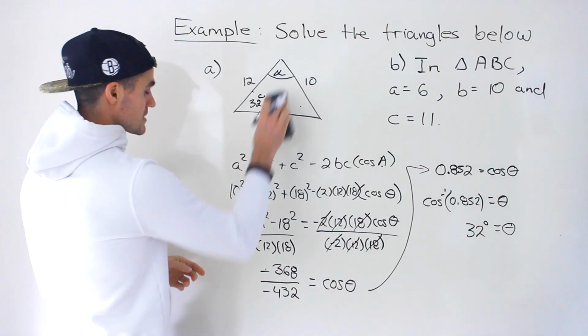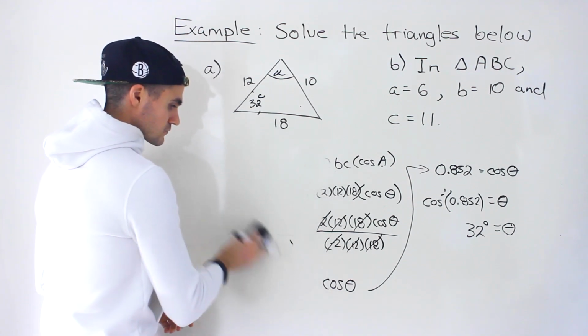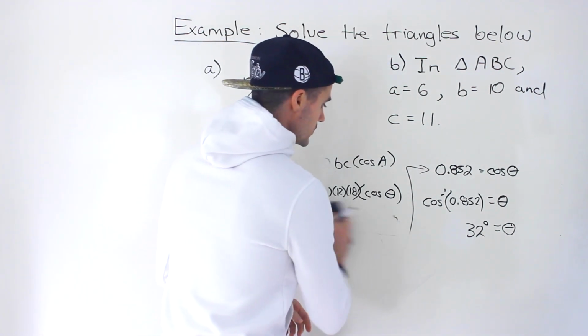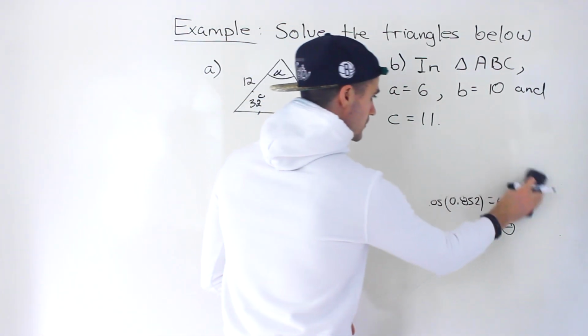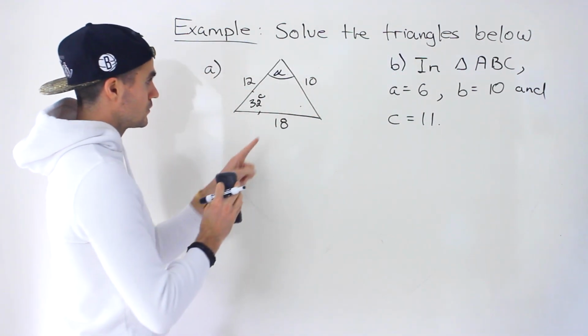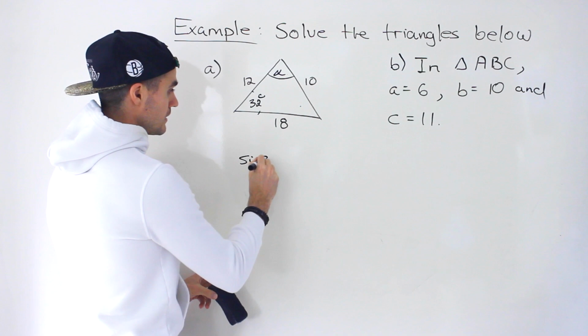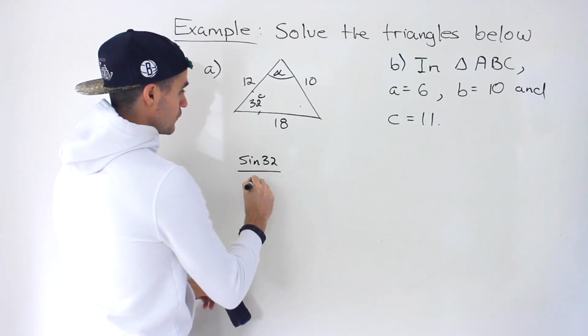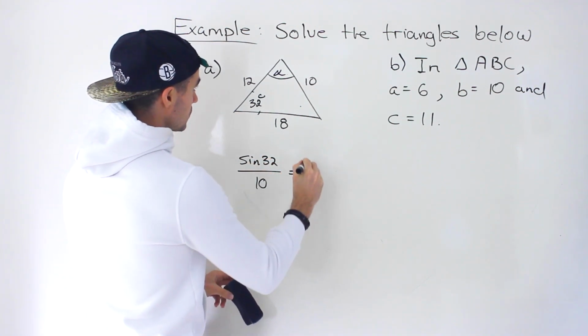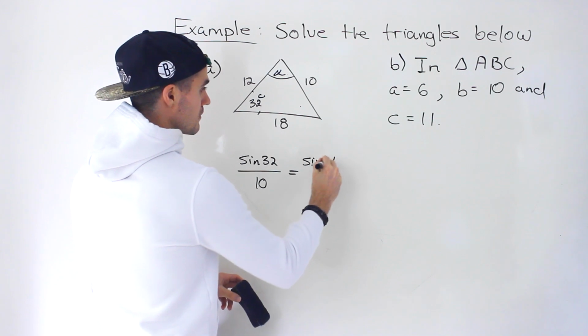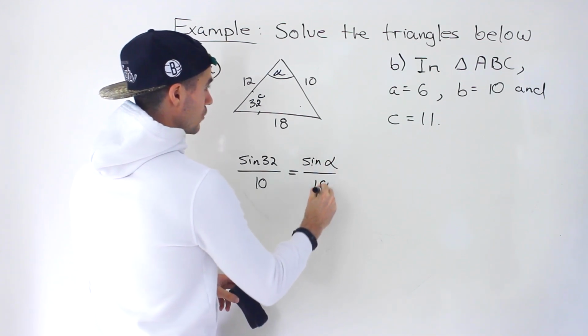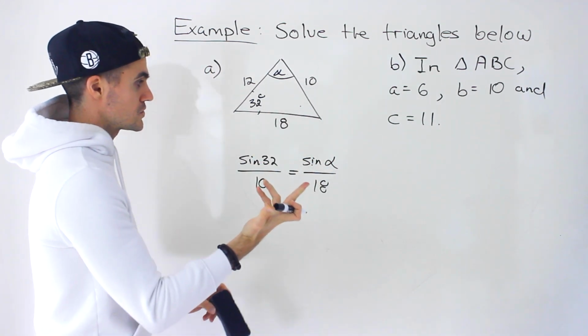But now let's solve for this angle alpha here. To solve for that angle, I'm going to use the sine law because we have now that 32 degrees and the opposite side. So we could set that up doing sine of 32 over 10 equals sine of alpha, the angle we're solving for, over its opposite side, which is 18.